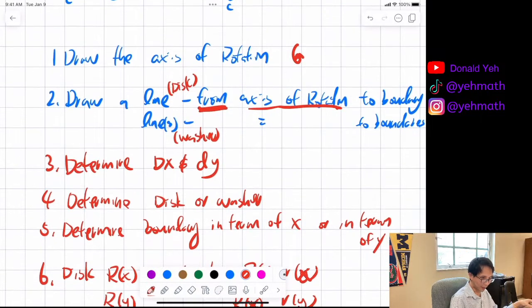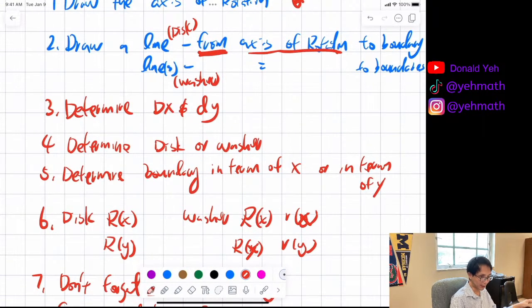Now number 5 is determining the boundary in terms of x or in terms of y. So the boundary is either a to b or c to d. But c to d is in terms of y, a to b is in terms of x. So you have to understand if it's dx, you have to use the x bound. If it's dy, you have to use a y bound.